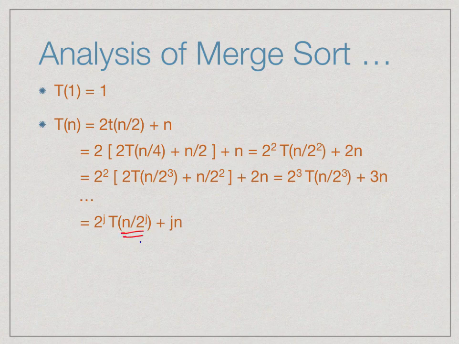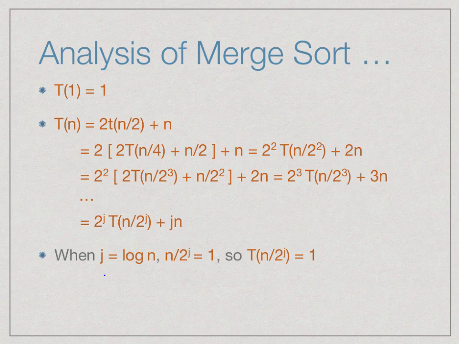Now this keeps going until this becomes 1. When does this become 1? So n by 2 to the j is equal to 1. That means 2 to the j is equal to n. In other words, j is the log of n to the base 2. Right? So when j is log of n, then n by 2 to the j is 1. So we get T of 1.